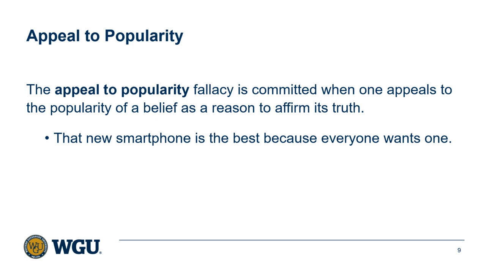Our seventh fallacy of relevance is called the appeal to popularity fallacy. This fallacy occurs whenever someone uses the fact that something is popular as a reason to affirm the truth of an argument. In this example, I suggest that a certain phone must be the best simply because it is very popular. The popularity of something is not related to the claim that it might be the best, and as such, this is a good example of the appeal to popularity fallacy.